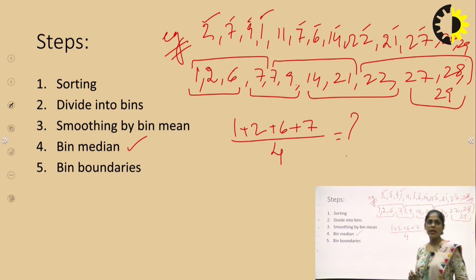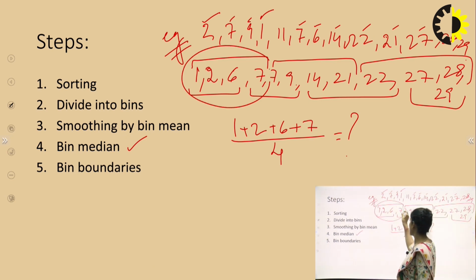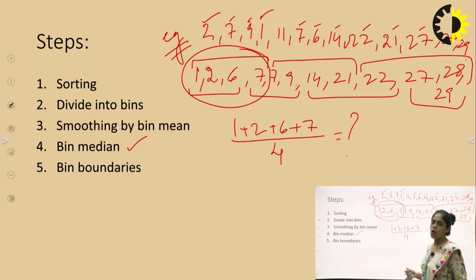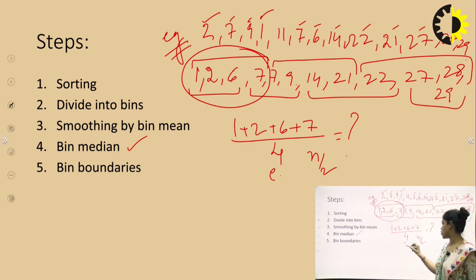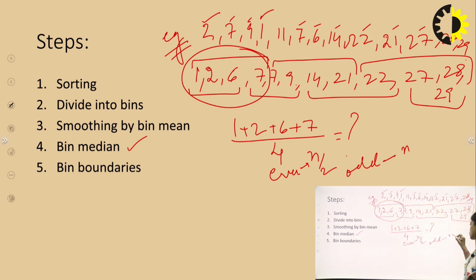Next, bin median says we need to find out the median for it. If I am considering this particular bin, it has 4 terms. Obviously, if the number of terms is even, then it is n by 2, and if it is odd, then for that it is n plus 1 by 2.